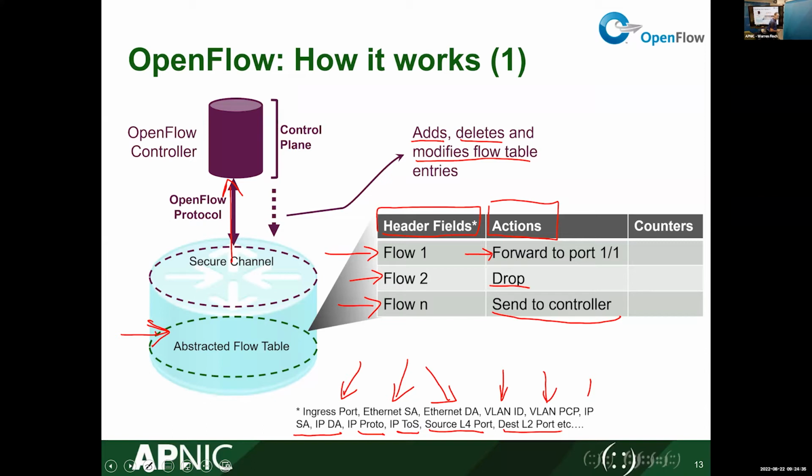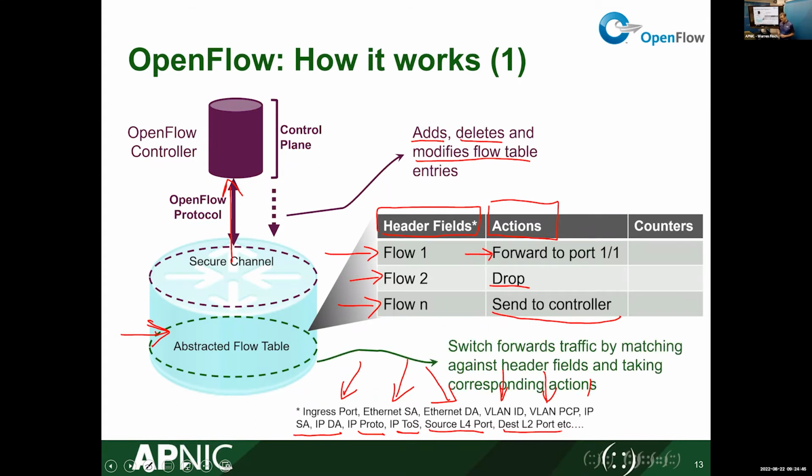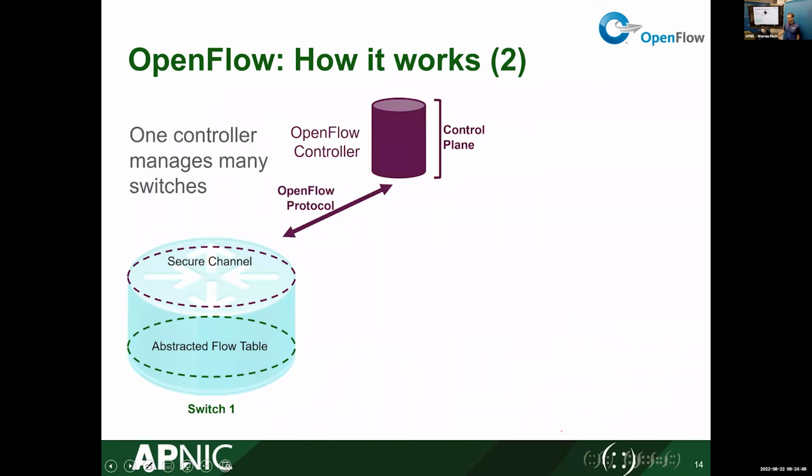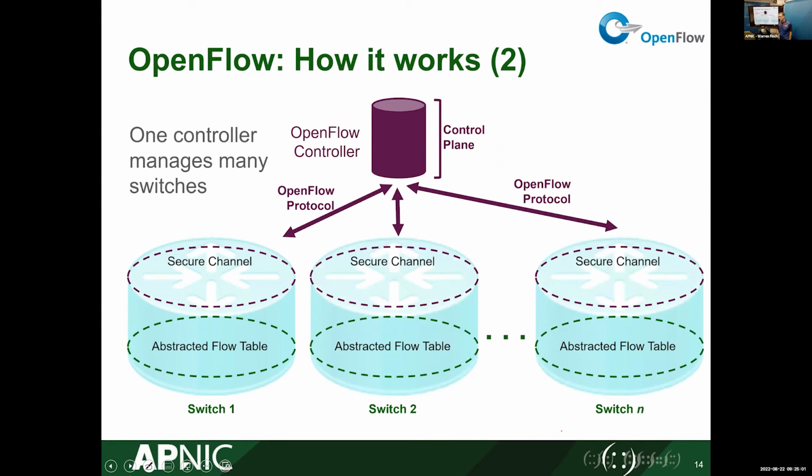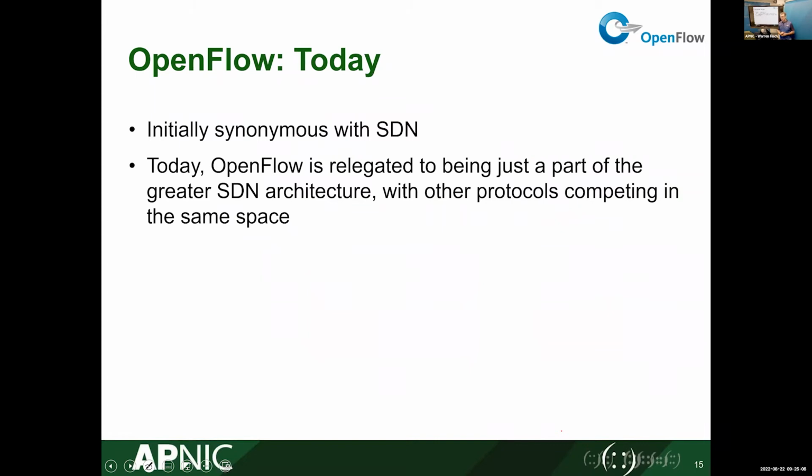destination, layer 2 port. Now, depending on which version of OpenFlow, which I'll discuss later on, there are going to be other fields that they can match on as well. Once it's got that match, it will forward that based on the flow that it needs. And the advantage of this is that you'll have one controller that could handle multiple switches at the same time. So based on that, we're going to use our OpenFlow capabilities.